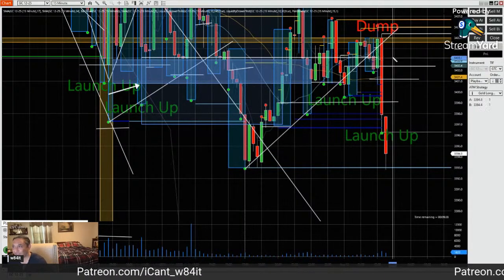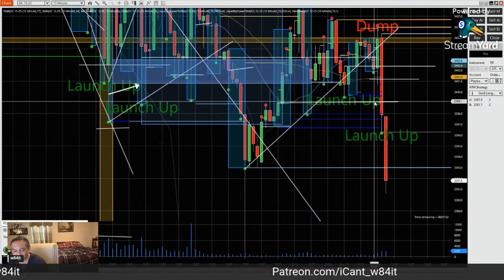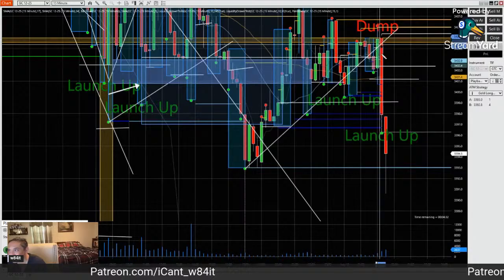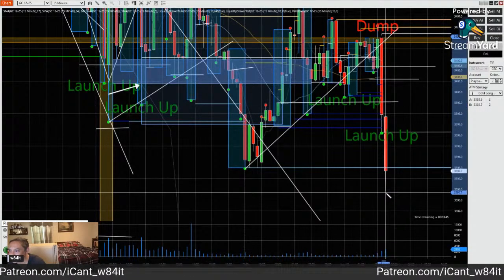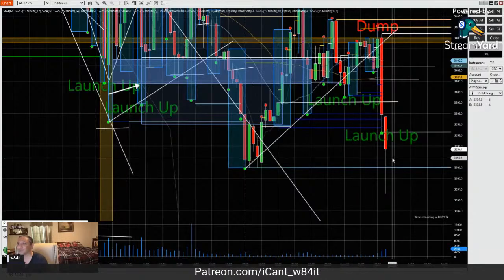That was, and I probably wouldn't have caught that without that indicator, because that's processing a lot faster than I can think. It's my logic, but it's just way faster than I can think. So that's 144 ticks. That's pretty good.